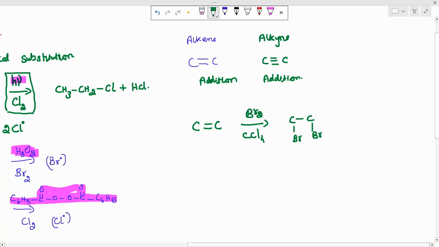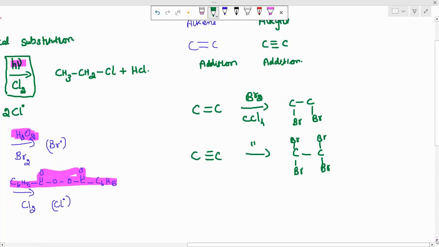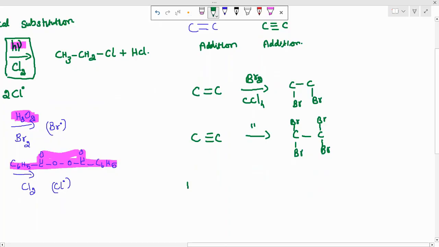That is called addition. And if you are having a C triple bond C compound, again if you are adding these reagents, then only one bond will be there, and two bromine atoms will be added instead of that two bonds. This is called addition reaction. The reagents used for that addition reaction, so many reagents will be there. I will tell you the reagents. Br2 in CCl4 is one of the reagents, and even Cl2 in CCl4 will give Cl addition.